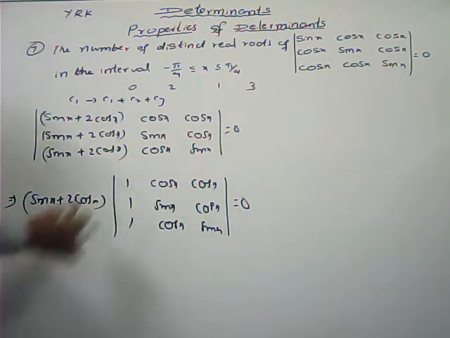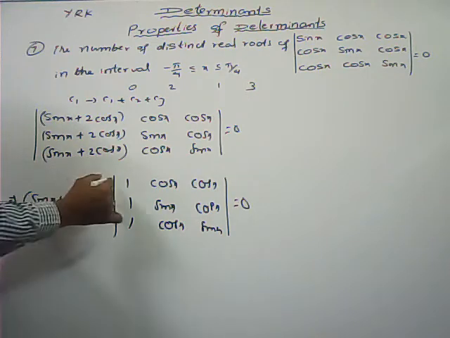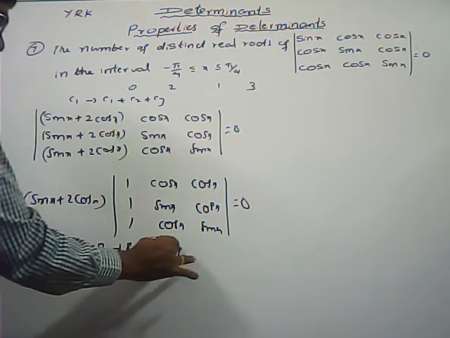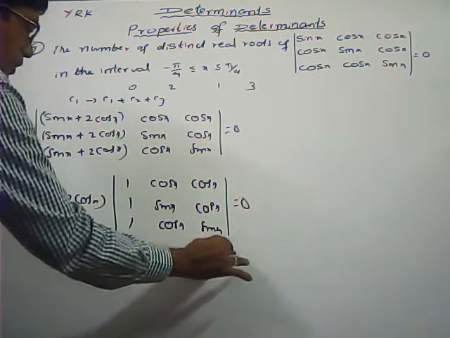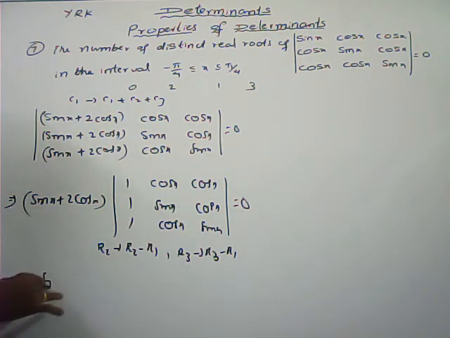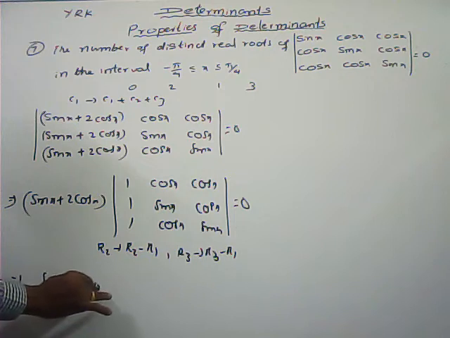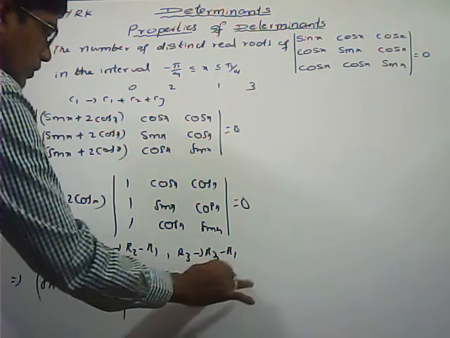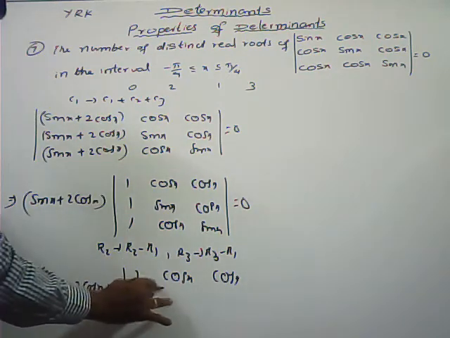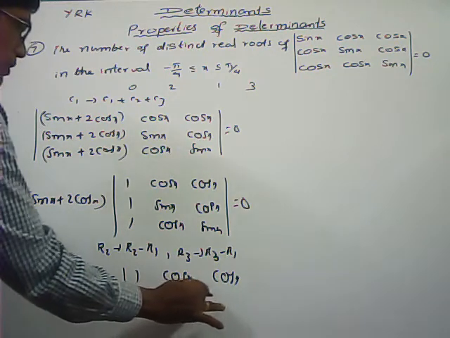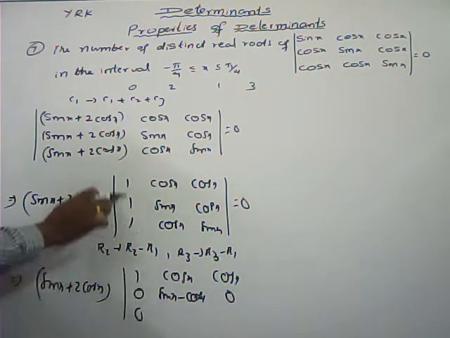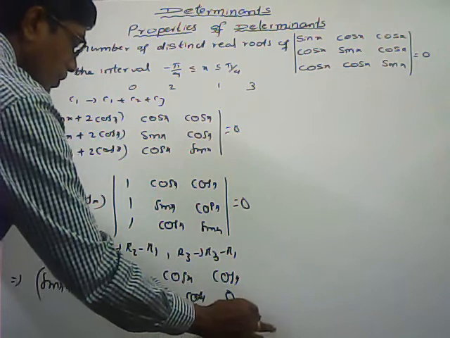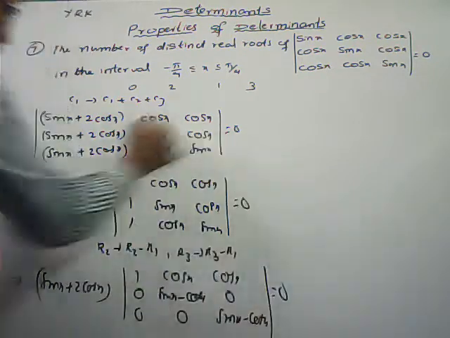Here further simplification, here 3 ones are there, you can fix one row. Here I fixed R1, remaining 2 rows you can subtract from the R1. R3 tends to R3 minus R1. Sin x plus 2 cos x. 1, cos x, cos x. 1 minus 1 is 0. Sin x minus cos x. This is 0. This is 0. R3 minus R1. Cos x minus cos x is 0. Here sin x minus cos x is equal to 0.